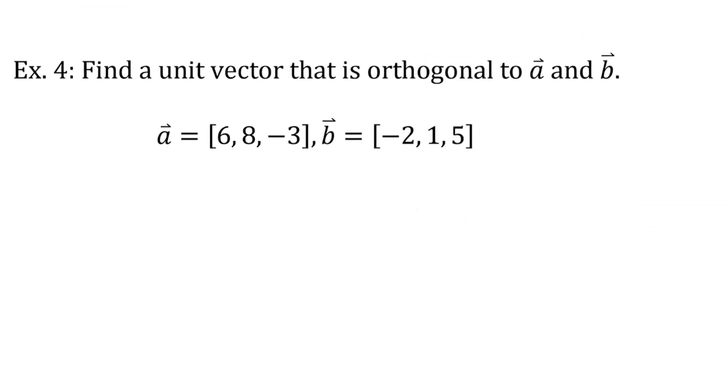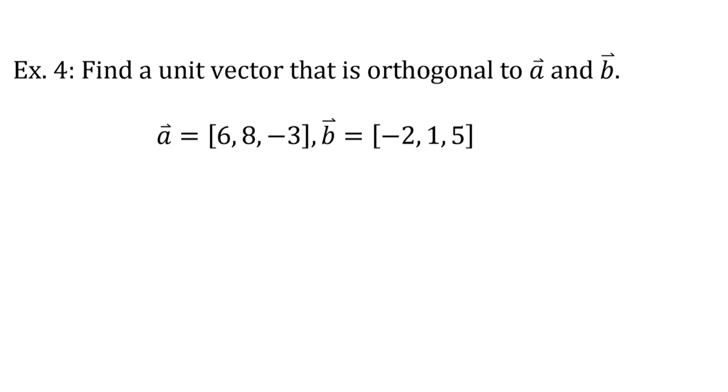Okay, and then once again, these kinds of questions are going to come up all over the place. Find a unit vector that is orthogonal to A and B. How do we do this one? This is where you got to make your plan. How do we do it? There's a few parts to it.